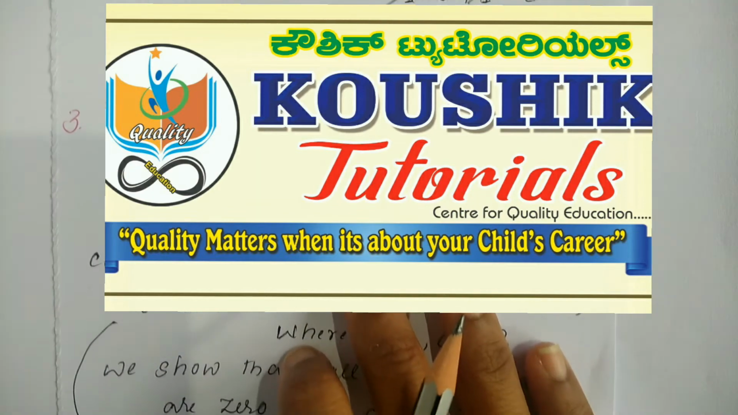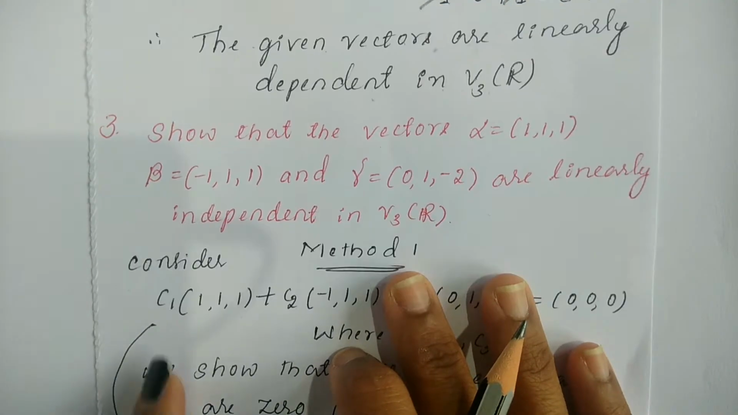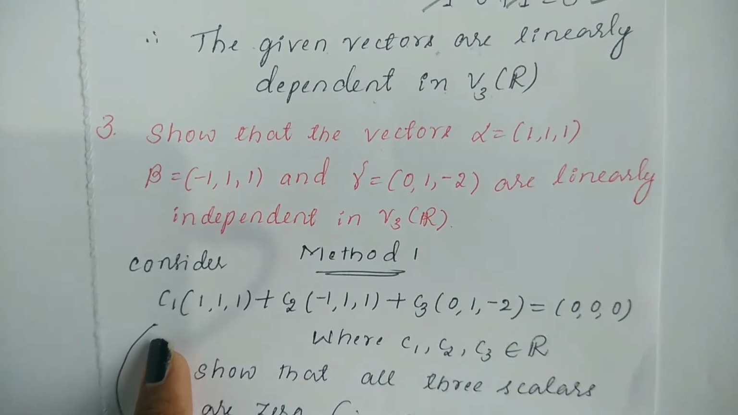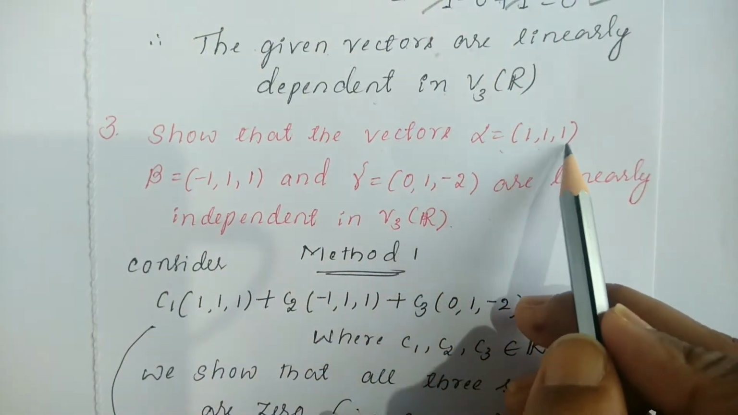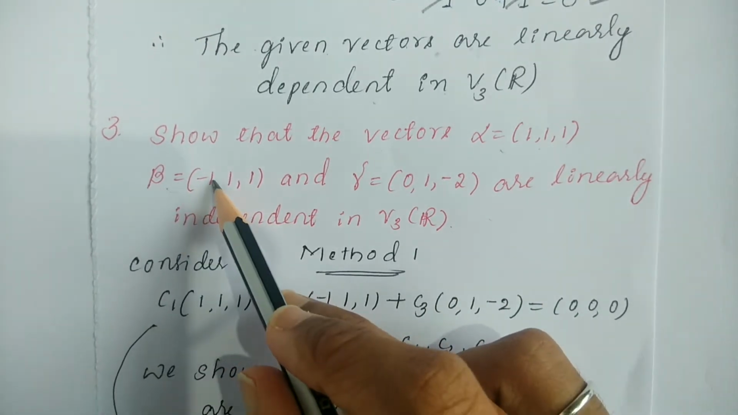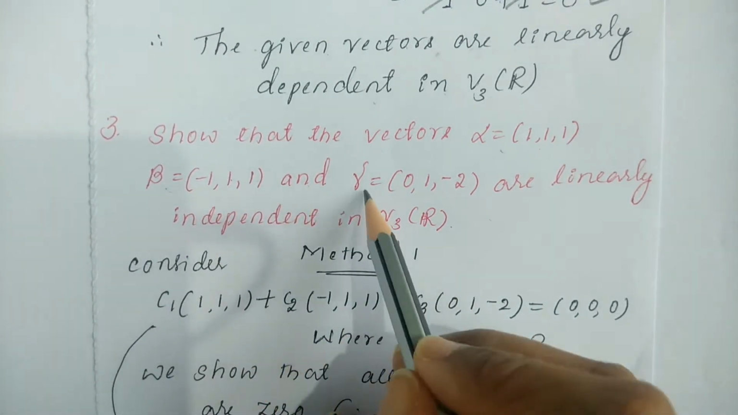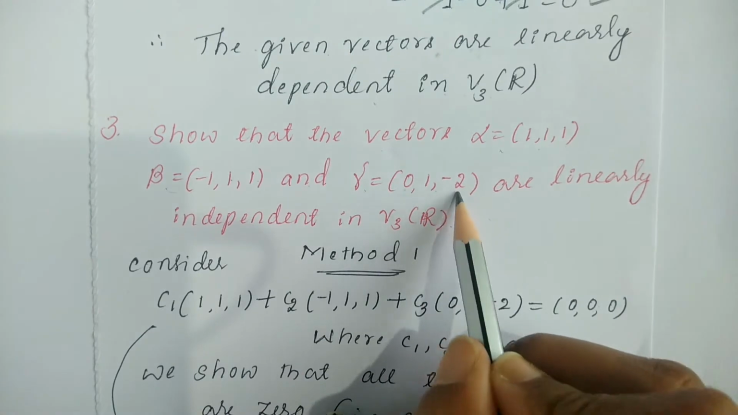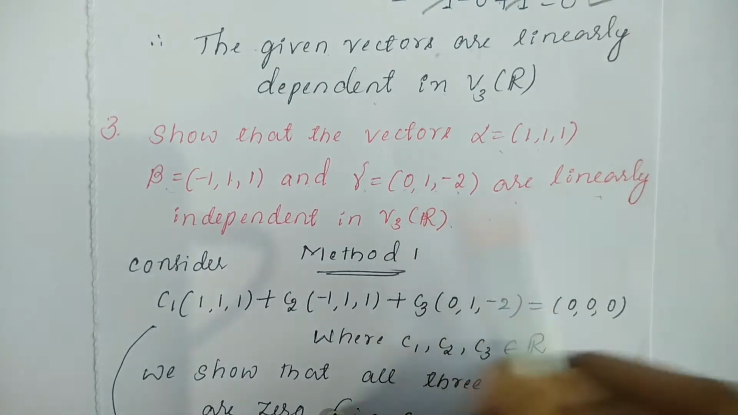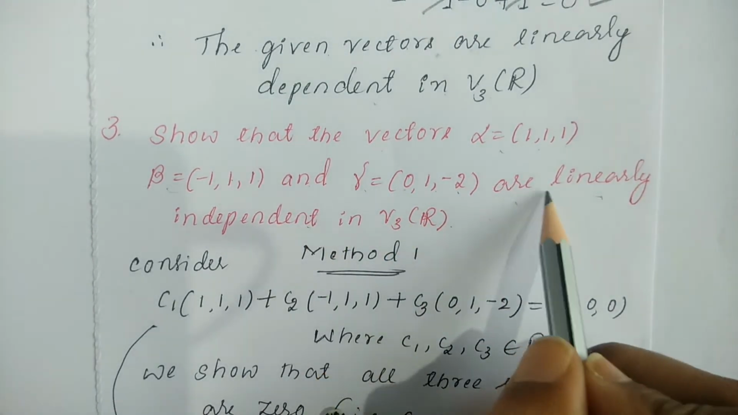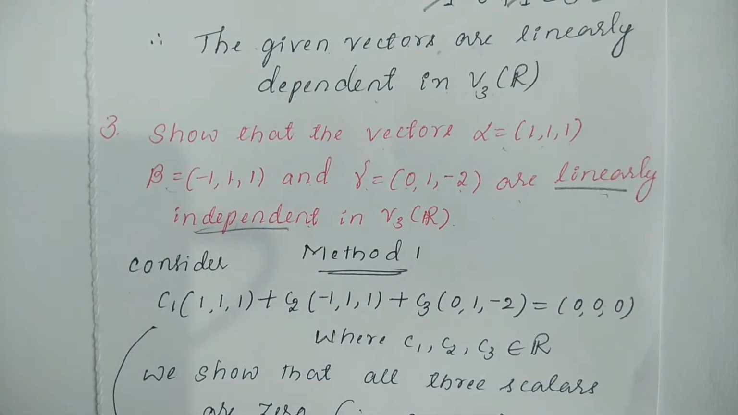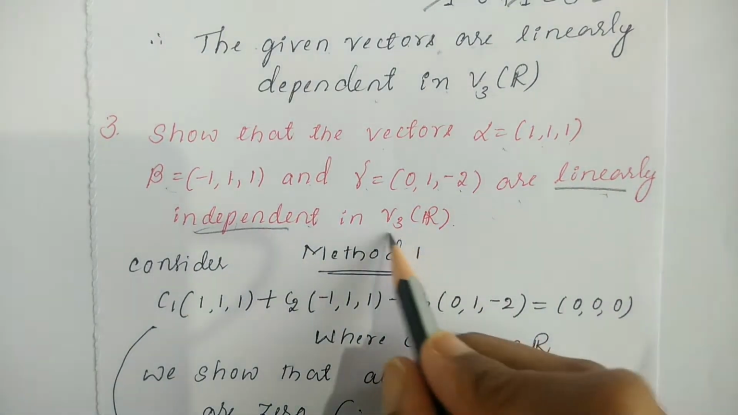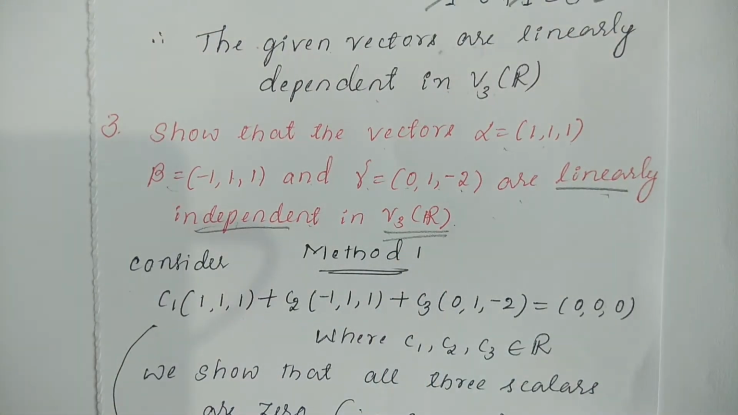Third question. Show that the vectors alpha equals (1, 1, 1), beta equals (-1, 1, 1) and gamma equals (0, 1, -2) are linearly independent. We have to show that this set of vectors (1, 1, 1), (-1, 1, 1) and (0, 1, -2) in V3 of R is linearly independent.